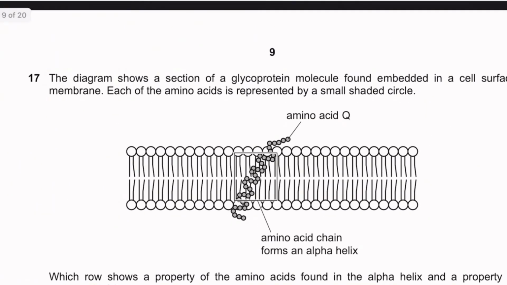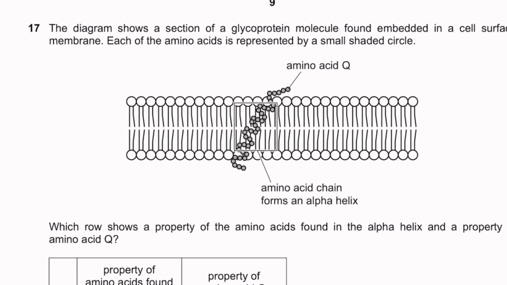17. The diagram shows a section of a glycoprotein molecule found embedded in a cell surface membrane. Each of the amino acids is represented by a small shaded circle. Okay, so we have an amino acid chain that forms an alpha helix, and these are different amino acids, which are like small circles. So which row shows the property of the amino acids found in the alpha helix and the property of the amino acid Q?